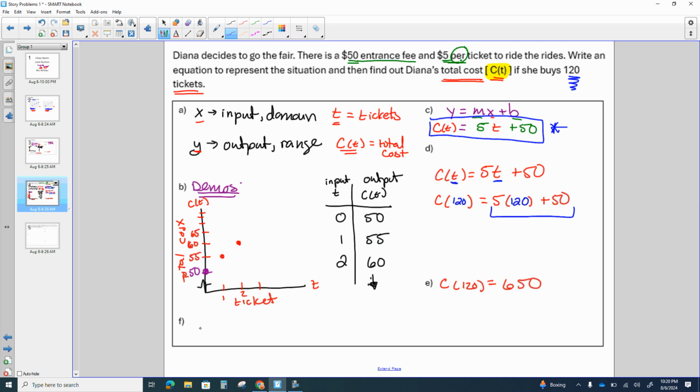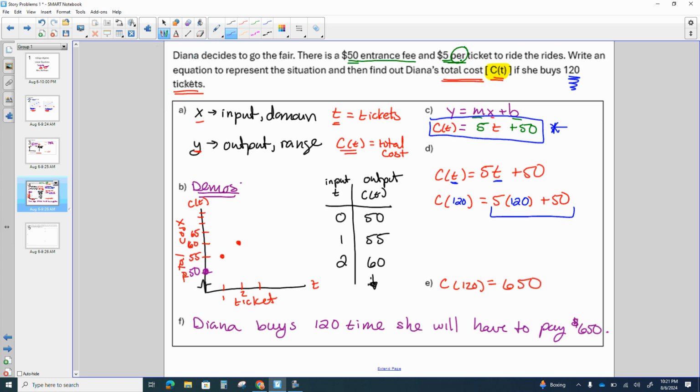So if Diana buys 120 tickets, I want to talk about the domain. So that was the 120. She will have to pay $650. I'll write that. All right. So she'll have to pay $650.